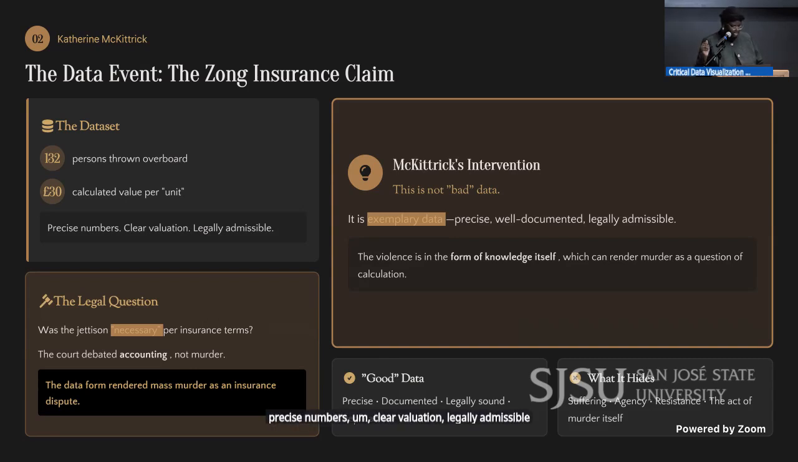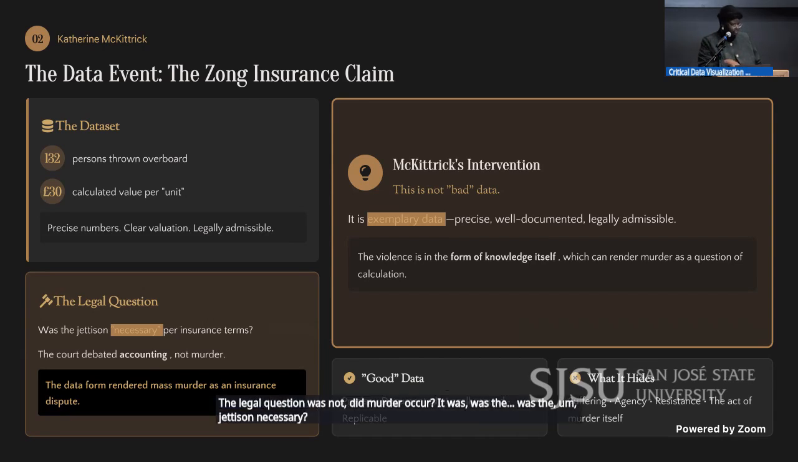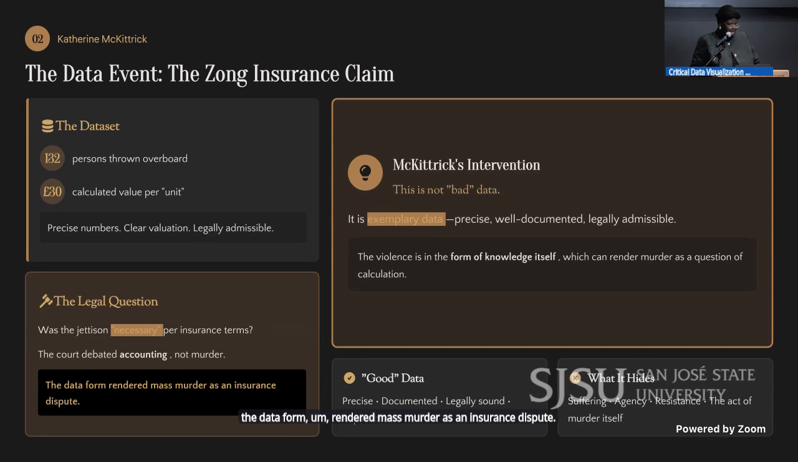The owners filed for insurance. The case went to court. The legal question was not, did murder occur? It was, was the jettison necessary per insurance terms? The court debated accounting, not murder. The data form rendered mass murder as an insurance dispute, not as the taking of human life.